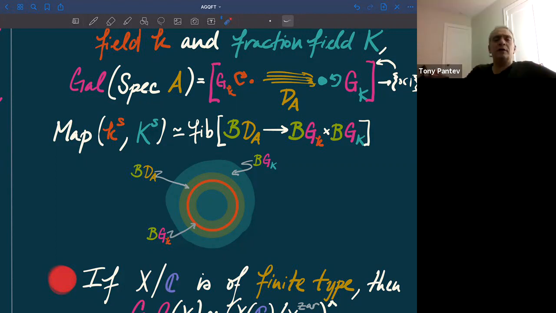So the way you defined it, the morphisms between the closed point and the general point, they don't compose at all.